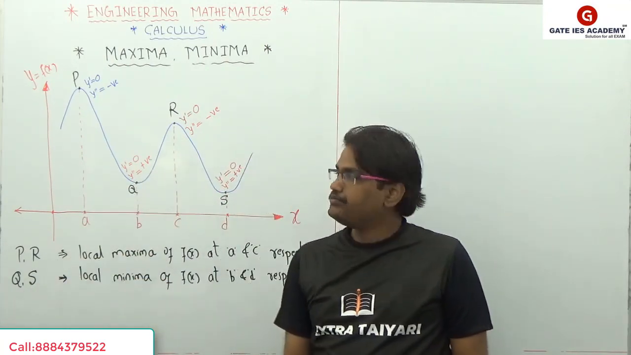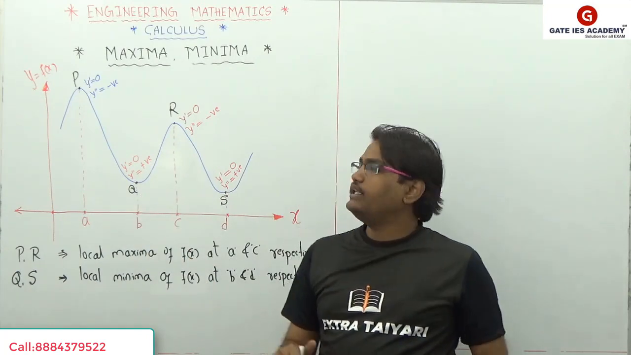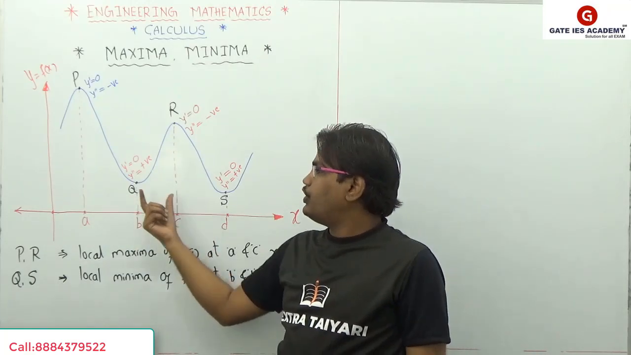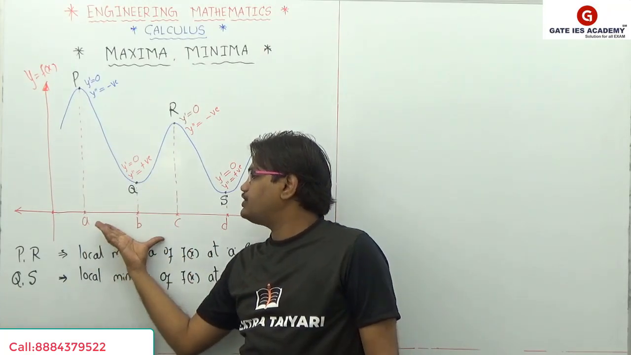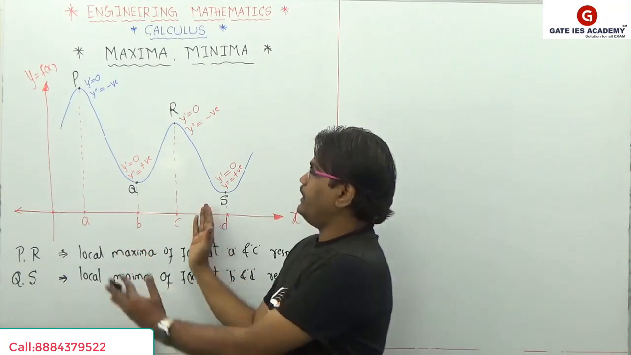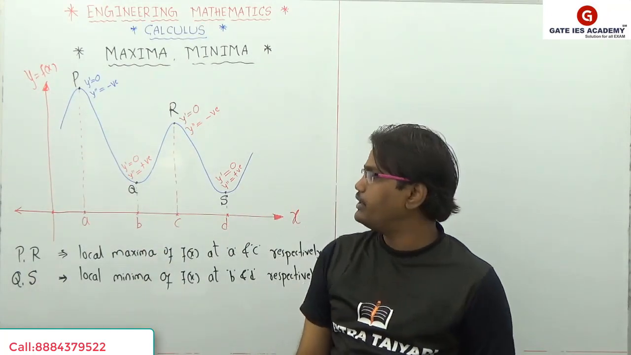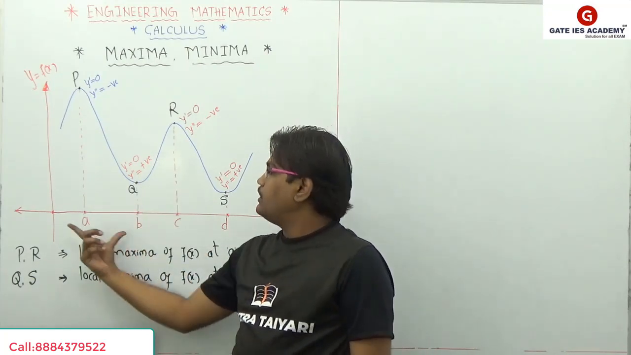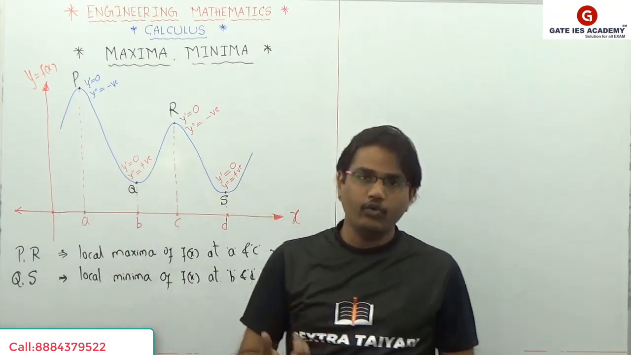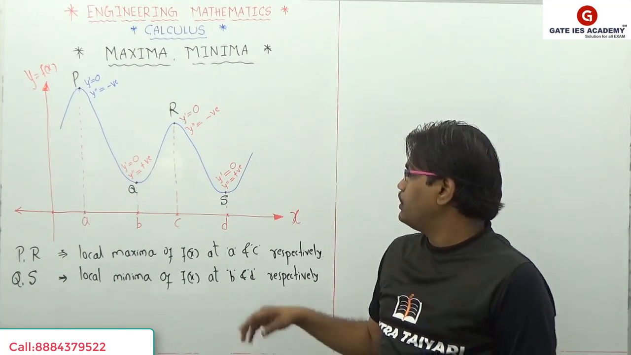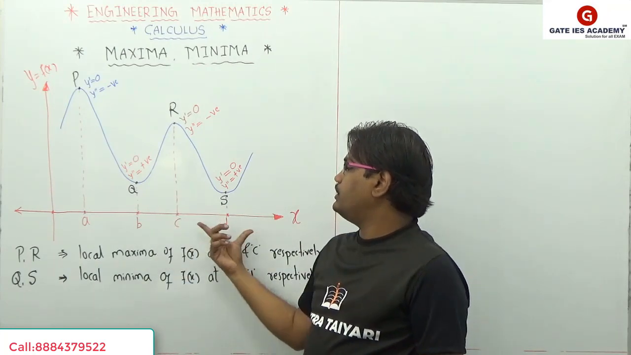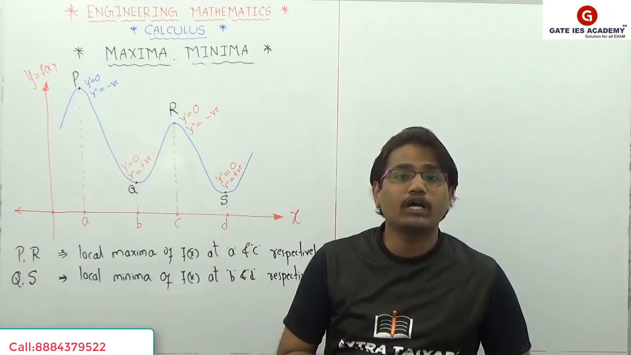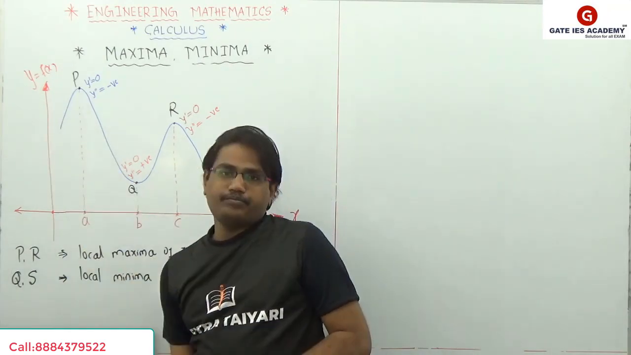Points Q and S, they are the minimum values of y, right? Locally they are minimum. Q will be locally minimum if you consider this interval A and C. Between A and C, where y is going towards the minimum value, that is at Q only. At x equal to B, y will be Q, which is a minimum value. But if you take the CD interval, S will be the minimum. So you can say Q and S are the local minimum values of y, right?